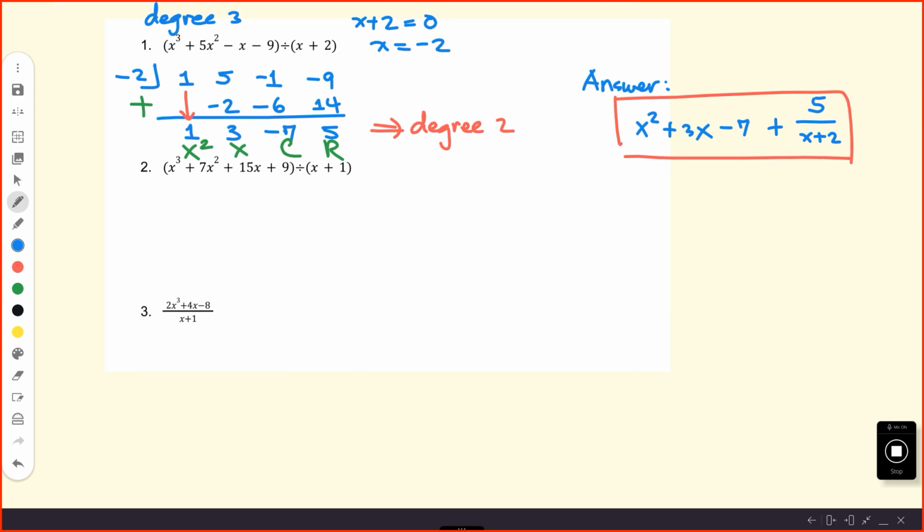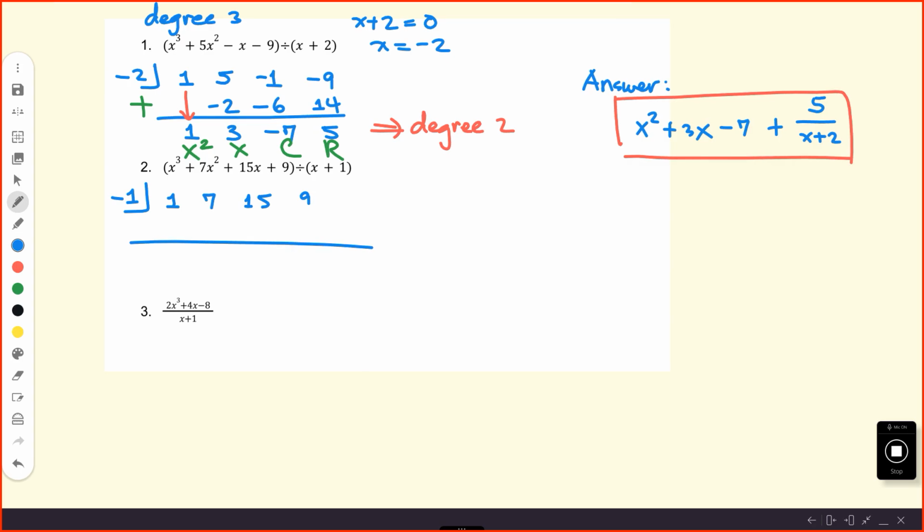Okay. Now let's try number 2. X cubed plus 7x squared plus 15x plus 9 divided by x plus 1. What is your k value? -1. So we're going to place -1 inside. And we're going to list down the coefficients of the dividend. What are the coefficients? 1, since x cubed has a coefficient of 1, 7, 15, and 9.